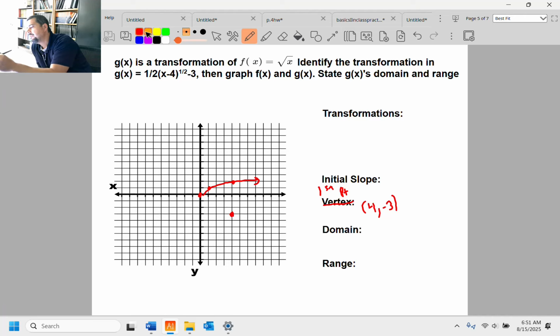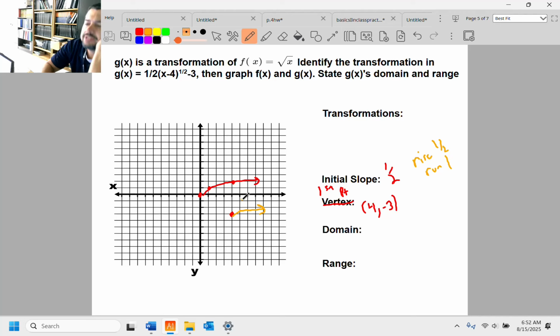And my initial slope is 1/2. And what does this mean? It means rise 1/2 and run 1. So I'm only going to rise 1/2 a unit, and I'm going to run 1 unit. This thing is not as steep as mama. That's the idea. It's not as steep.